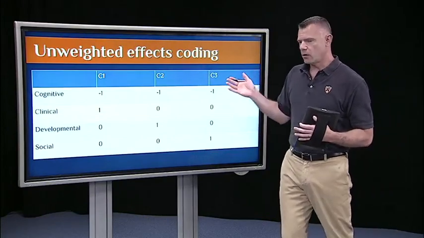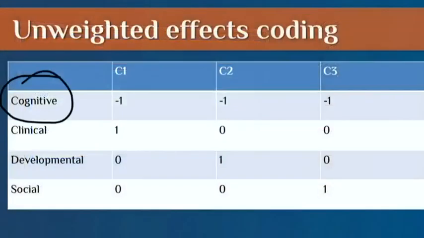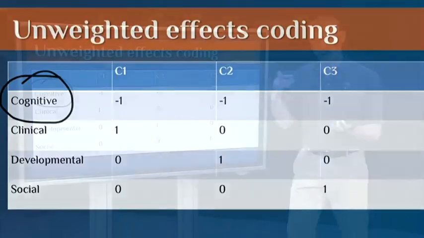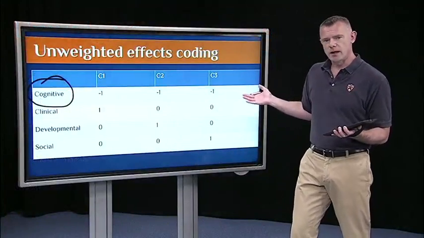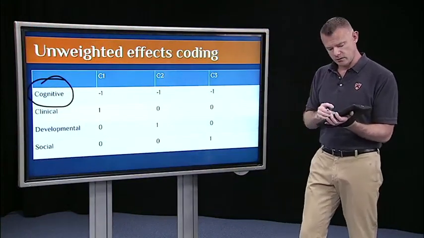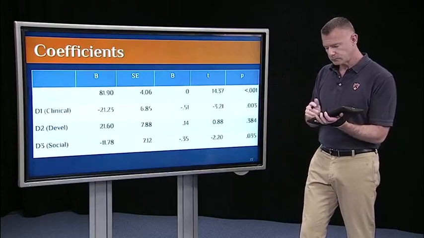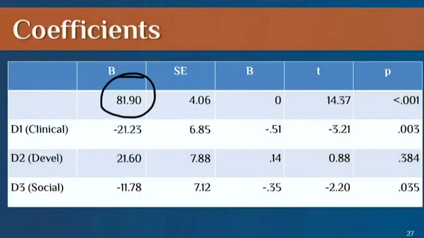So with effects coding, you'll see I still took cognitive as my reference group, but now I gave them -1s across the board. And then for the rest of the codes, which I'm calling C1, C2, and C3 now to call them effects codes instead of dummy codes, now you'll see, well, what's the predicted score when all x's are 0? Well, it doesn't represent any one group, but what it does represent is the average across all these groups. So if I run that and look at the coefficients, now what's changed is the regression constant.